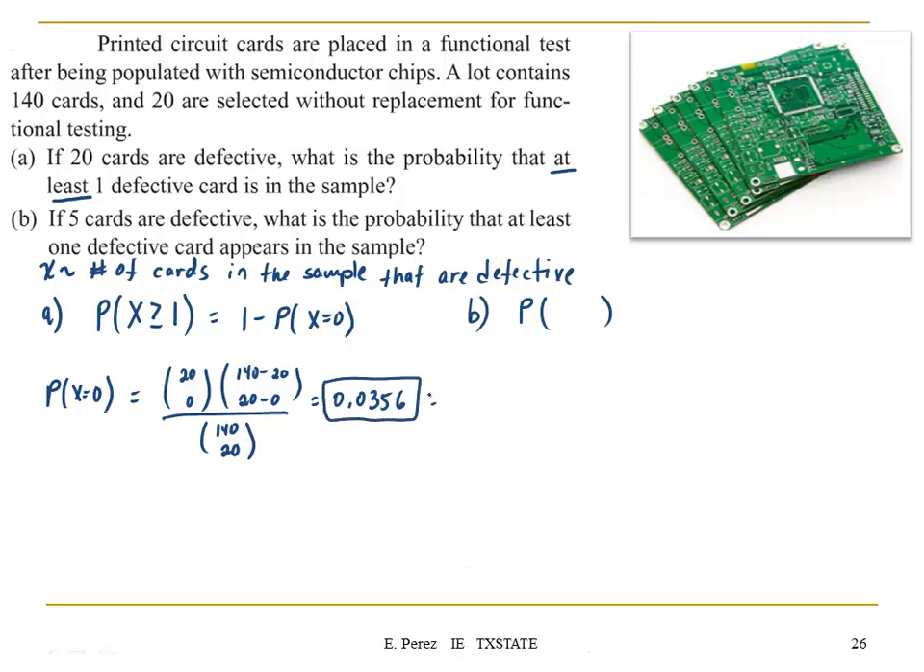So again, if you look at this probability, this is around 4%. So that probability is very low. So if 20 cars are defective, and you're only selecting 20 from the 140, the probability of you finding a defective car is very small. So if you want to find a defective car, you might need to increase your sample. Instead of selecting 20, you might raise that to 70, 80. That should increase your probability.